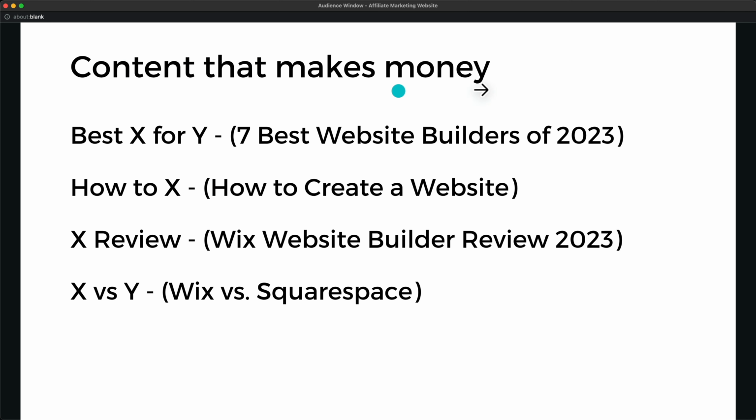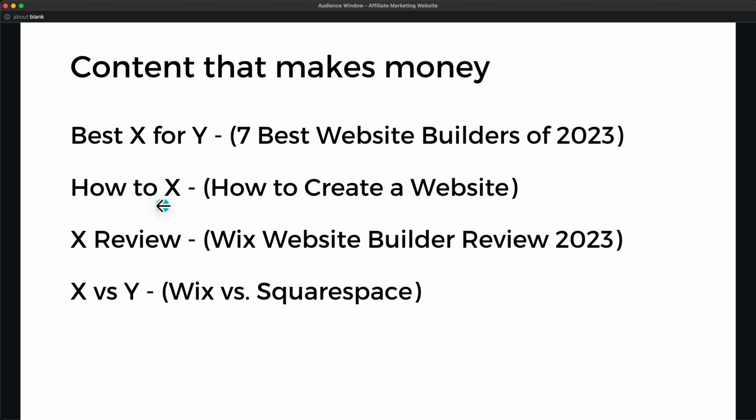So what is actually content that makes money? What do the blog posts look like? So these are the 4 main posts that I would focus on if the goal is to increase your revenue to make money. The first one is best X for Y, which for example could be the 7 best website builders of 2023 or the 7 best website builders for small businesses. People who are looking for this search term are in the market for a new website builder that they want to use. So it's a perfect transactional content.